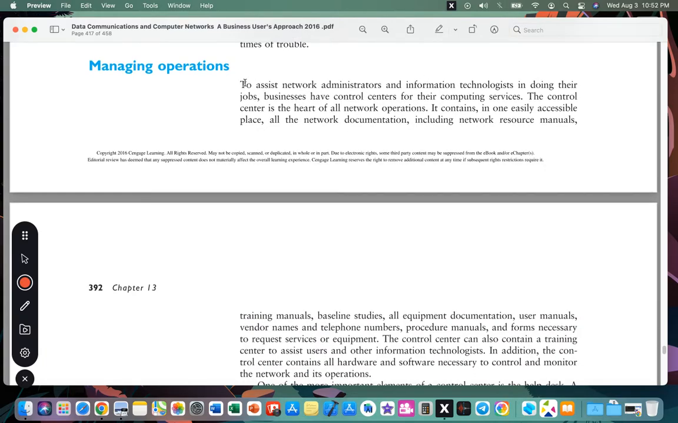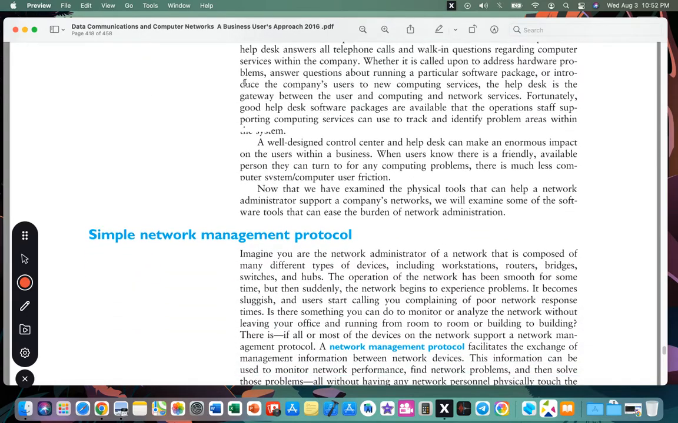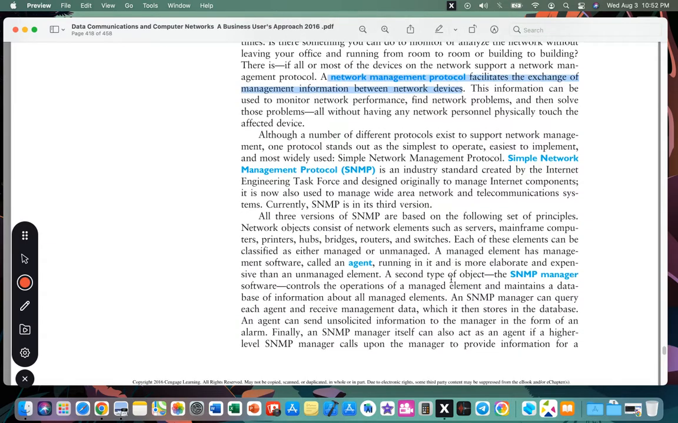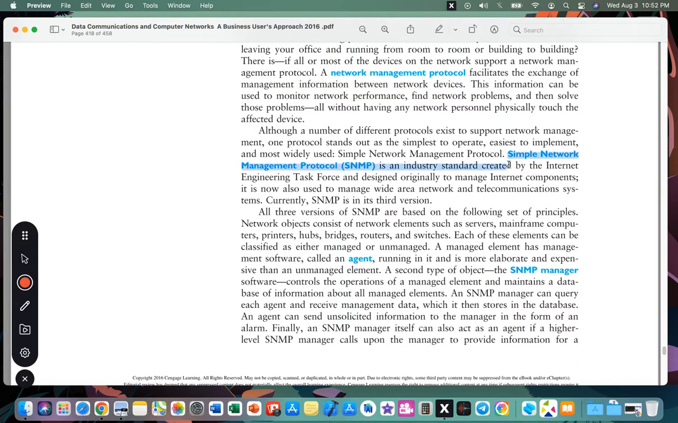Managing operations. Simple Network Management Protocol. A network management protocol facilitates the exchange of management information between network devices. Simple Network Management Protocol is an industry standard created by the Internet Engineering Task Force and designed originally to manage Internet components. It is now also used to manage wide area network and telecommunication systems. Currently, SNMP is in its third version.